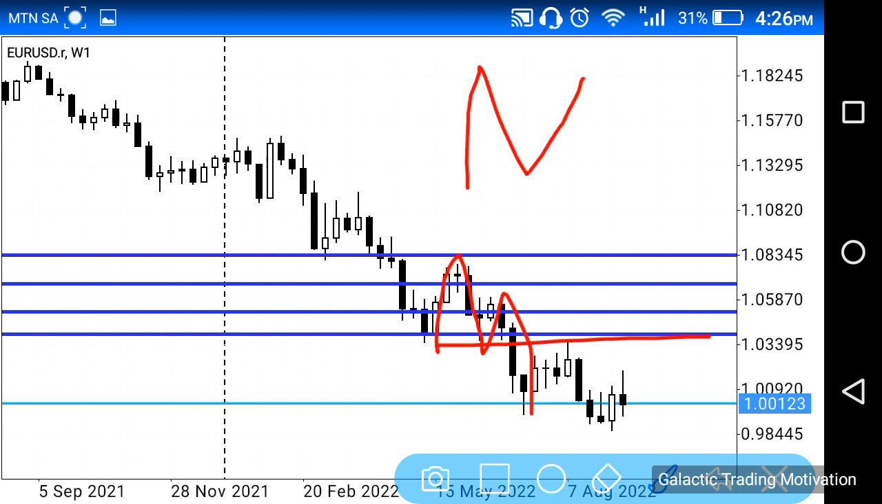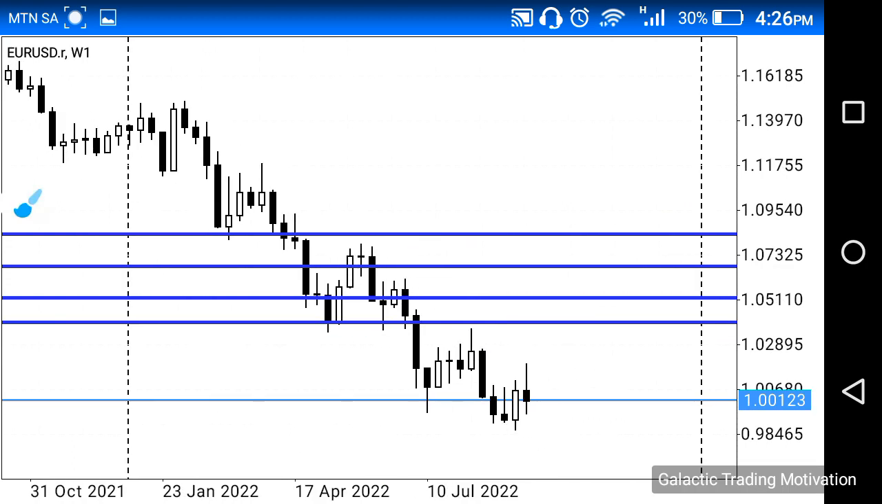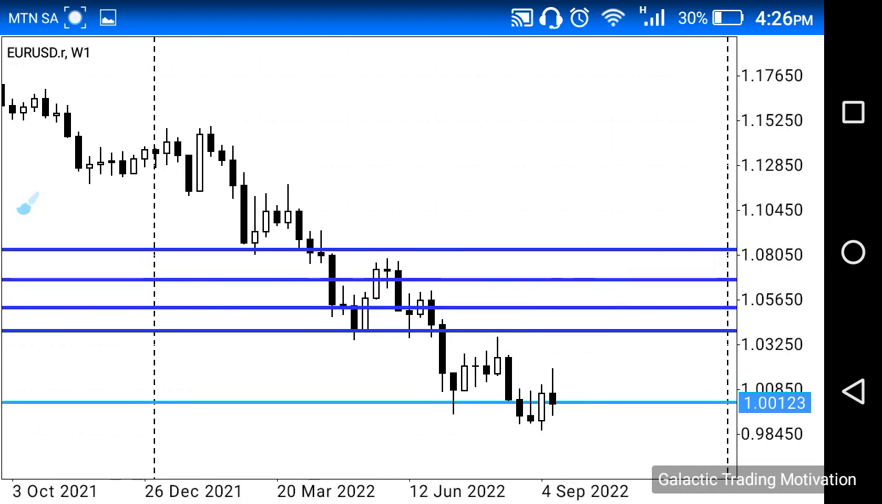It's an overextended M formation, with the first leg being higher than the second leg, right? And we saw price breaking to the bottom side of that neckline and then heading back to test that neckline. So we should have looked for potential selling opportunities at that point, as the anticipation is for the market to push further down, right? So what I'm going to do now is add a neckline to that structure.